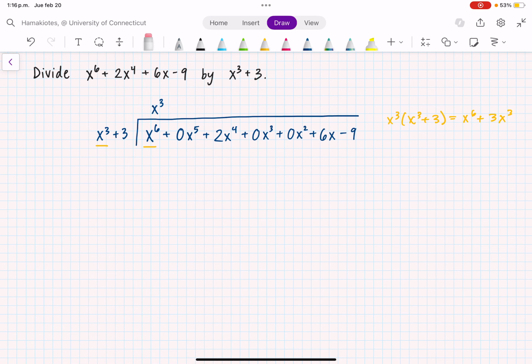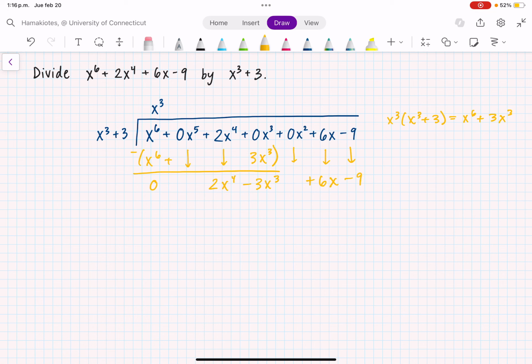So now I can subtract x to the 6th plus 3x cubed. And what does that give me? That gives me x to the 6th minus x to the 6th, which is 0. And then there's no x to the 5th, so that's going to be 0. And then I have a 2x to the 4th, and I have 0x cubed minus 3x cubed, so I have a minus 3x cubed now. There's no x squared term, but I do have plus 6x and minus 9 still.